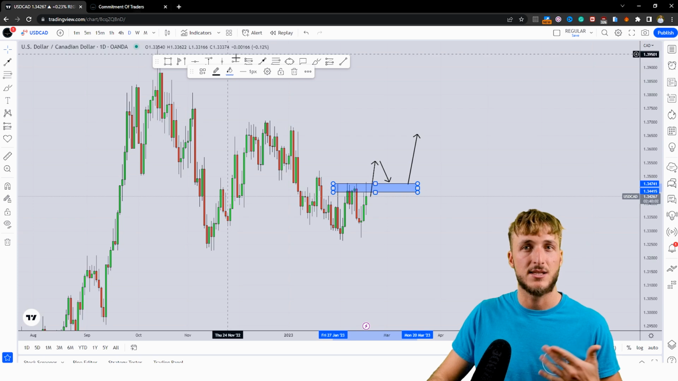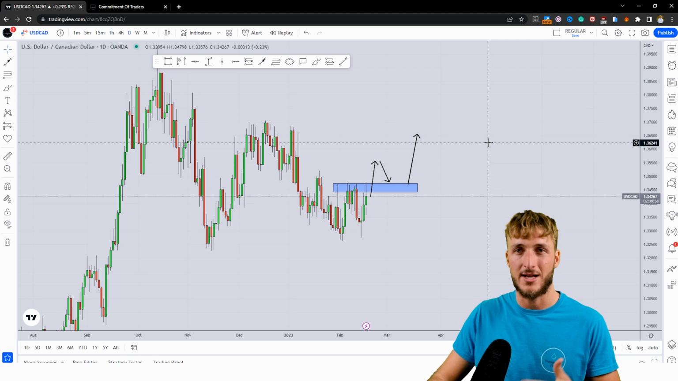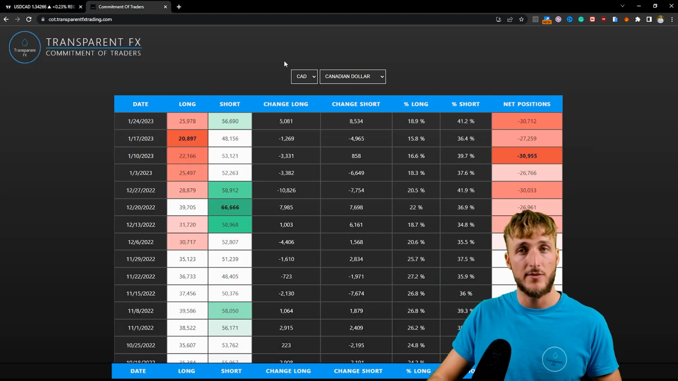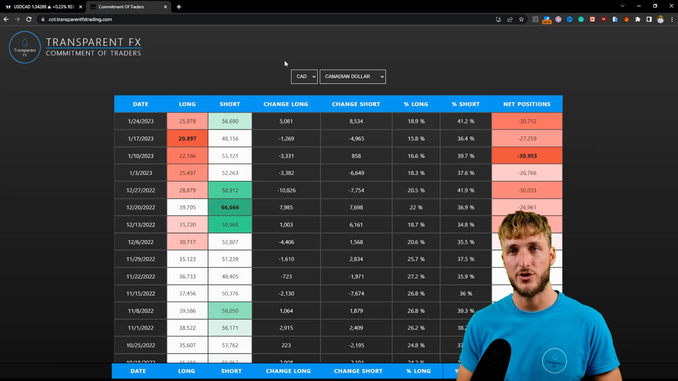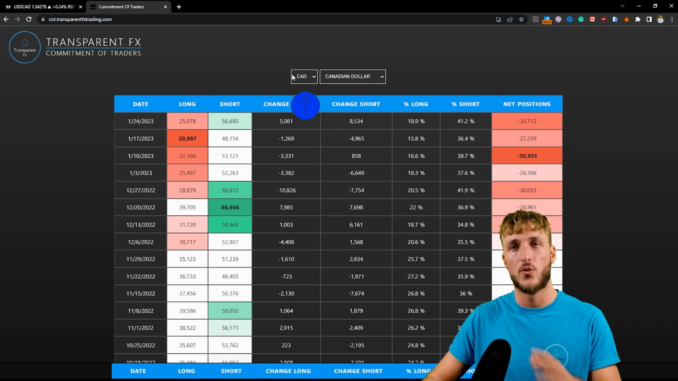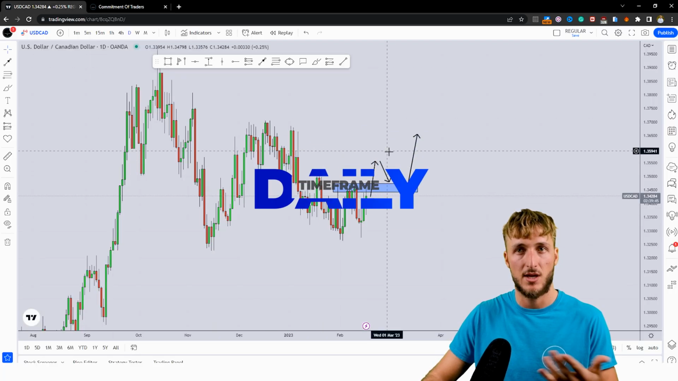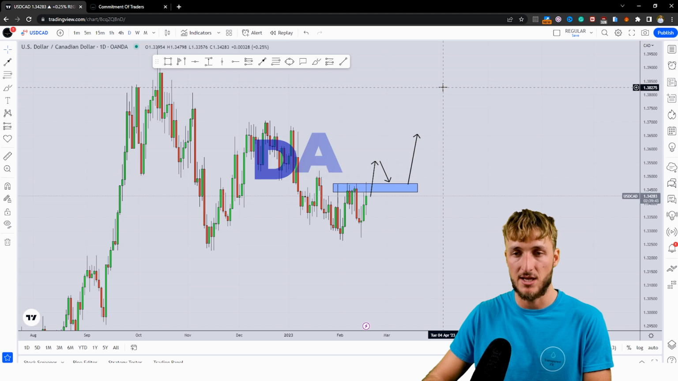This means that the CAD is getting weaker, and a weak CAD means that USD CAD is getting bullish. Now, you might be asking, where is the USD here? You have to keep in mind that all currencies on the spot are traded against the USD. So if you're checking the data for the CAD, you are already checking CAD USD. But since we want information on USD CAD, a weakening CAD simply means that USD CAD is getting stronger.